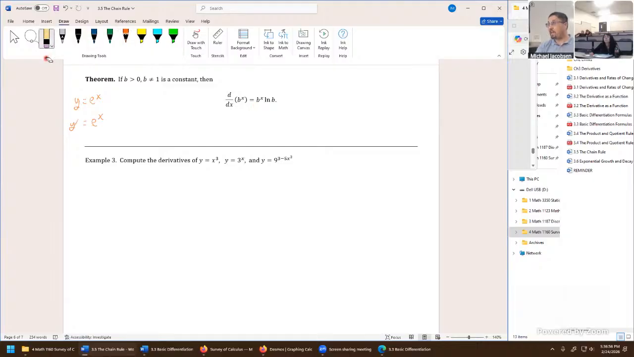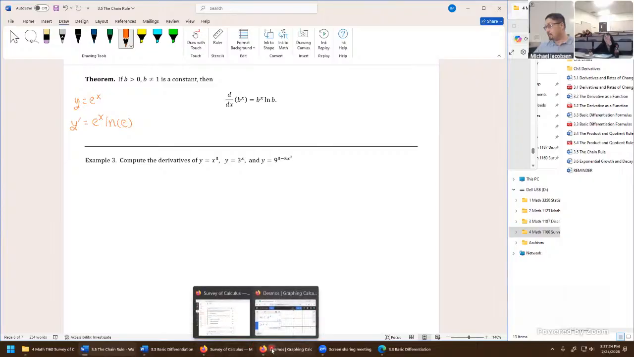So if I backtrack and say if y equals e to the x, it really works out this way. Then y prime equals e to the x. That's the first step where the red dot is. We multiply by the natural logarithm of e, and this is where properties of logarithms come into play. It just so happens to turn out that the logarithm to the same base is always a 1.